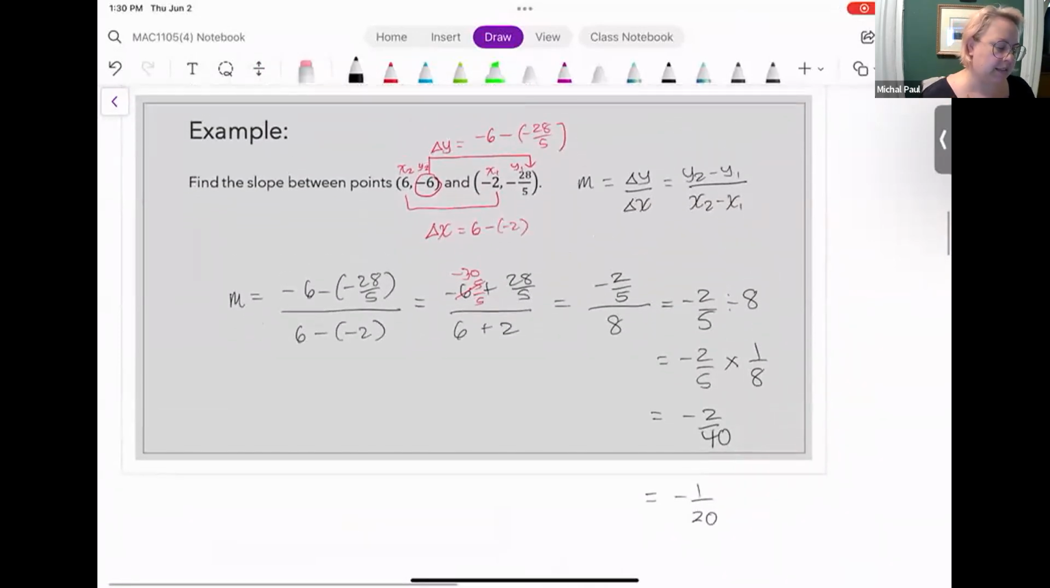Are there questions on this example? All right.